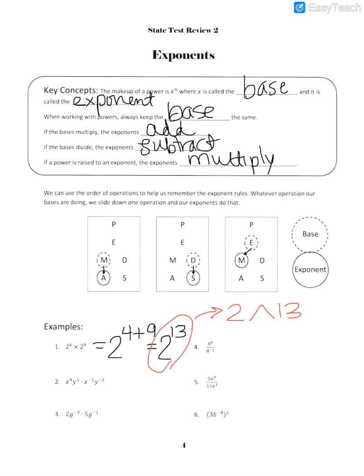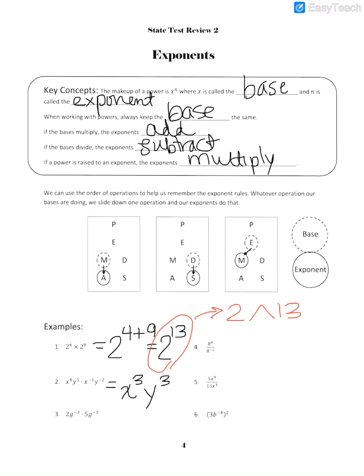All right, so let's keep going. Number 2, again, our bases are multiplying. We want to take our x's and our y's one at a time. So let's look first at the x's. The x's are 4 and -1. So if I add those, I get 3. The y's are 5 and -2. So if I add that, I also get 3.